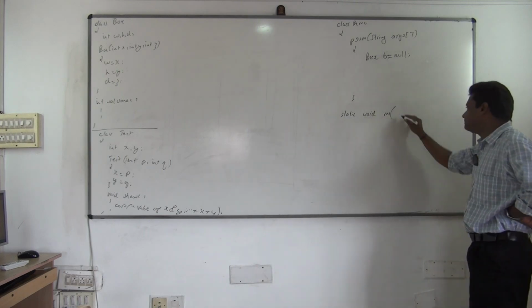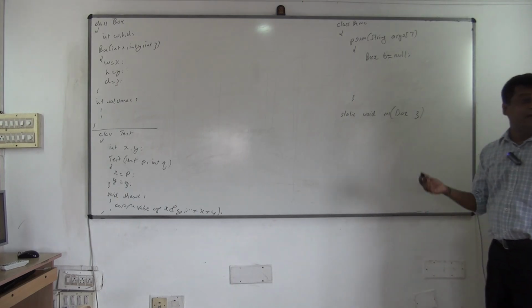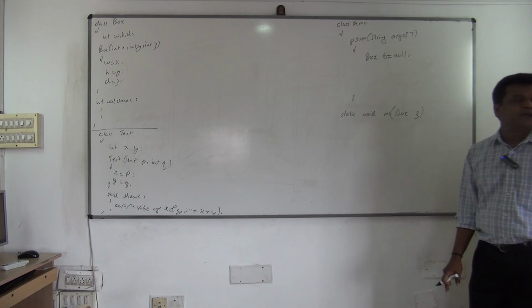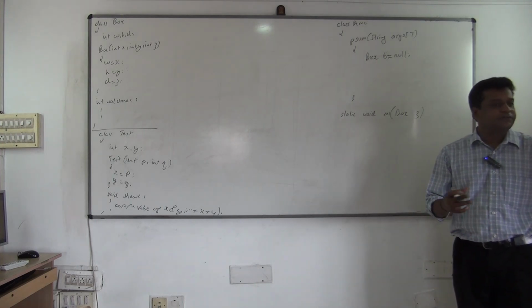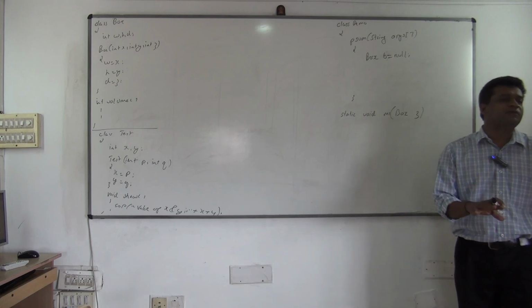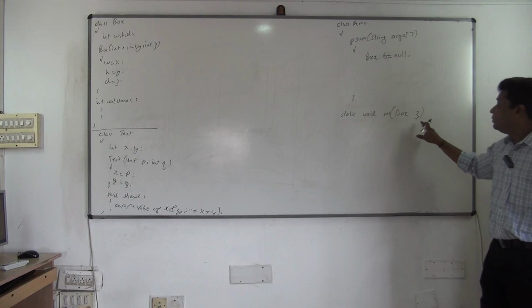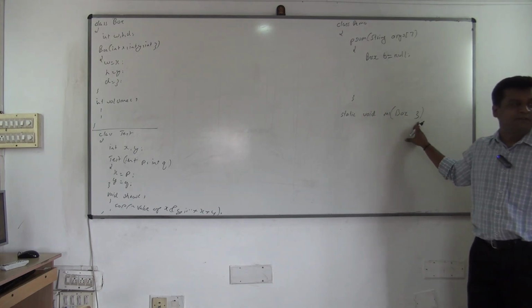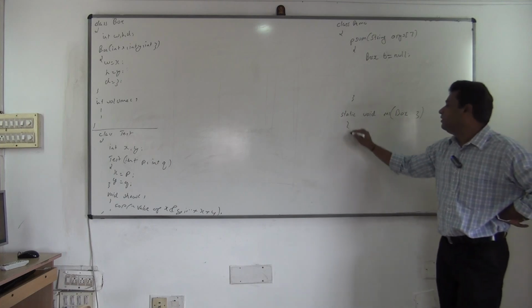Static void M1 box Z. Z is a parameter of type box, valid code. So your parameter can be primitive types, array type, or user defined type also. Any data type can be used as argument and parameter. But to define this, I am not using a pointer like C. What am I telling? Z is a variable of type box. Is Z referring to any object? Not referring. Fine. We'll print and see.